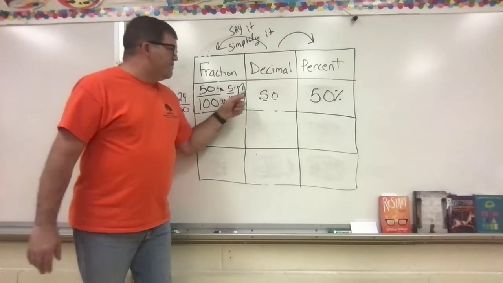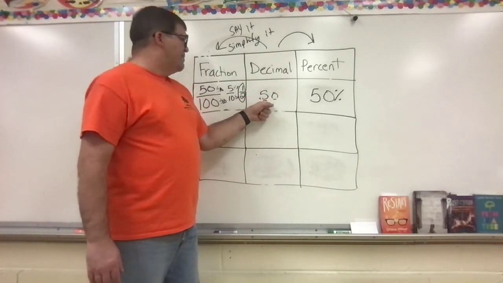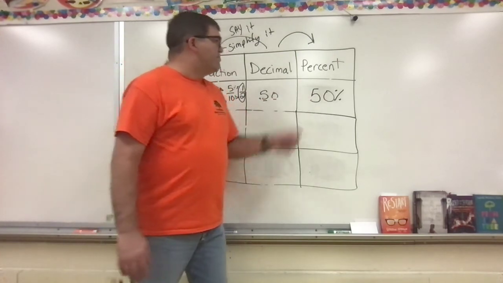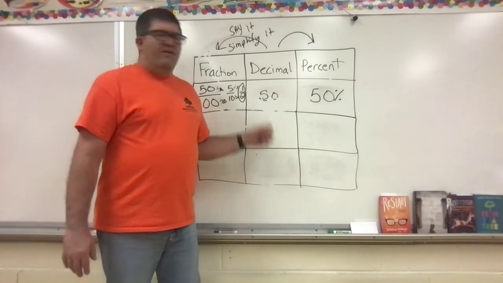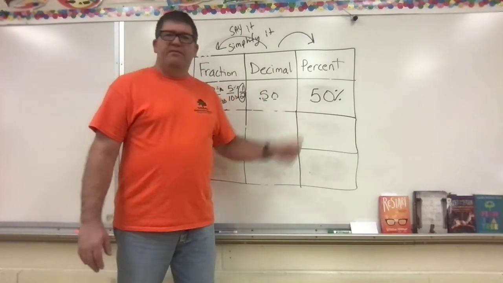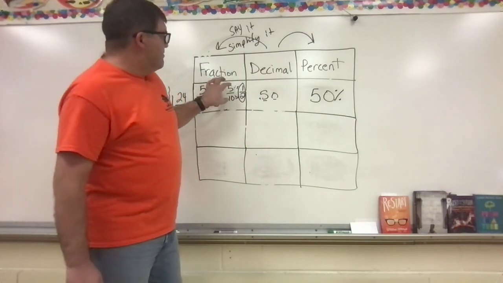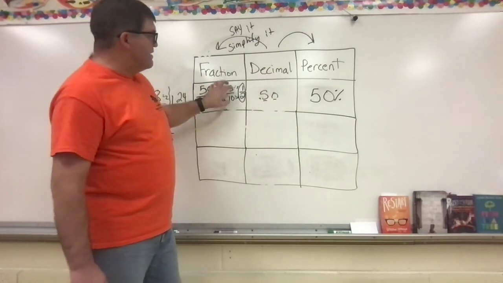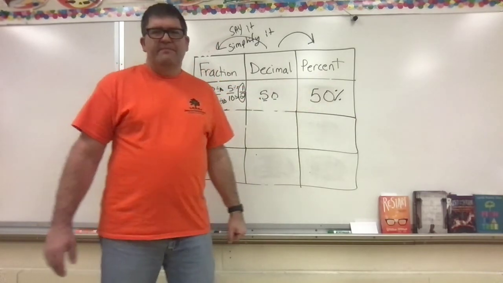Okay? These are all half. It's just different ways. This is the fraction way to say 1/2. This is the decimal way to say a half. And this is the percent way to say a half. All means the same value, just in different ways. And you gotta be able to go from fraction to decimal, decimal to fraction, decimal to percent, percent to decimal.